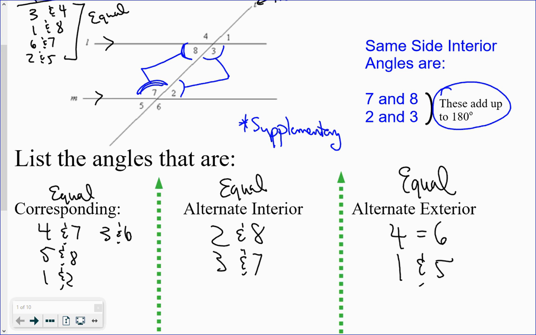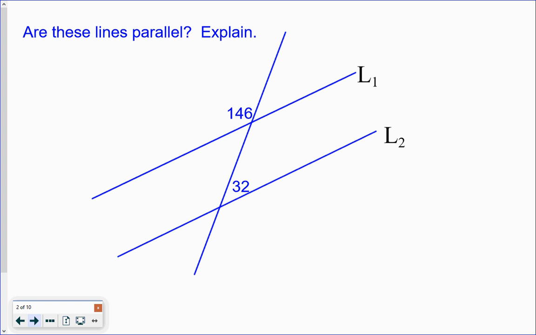Okay, so those are all of our different types of angles, and we can use those relationships to help us find missing values. So for example here, it says, are these lines parallel? So there's lots of different ways to explain, but you are asked to explain. So there's many, many different ways you can explain this. So what I would probably do here is I'd say, okay, if this is 146, that means this one's 146 because they're corresponding.